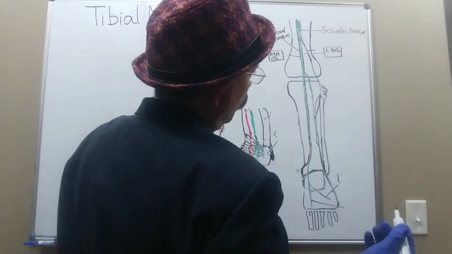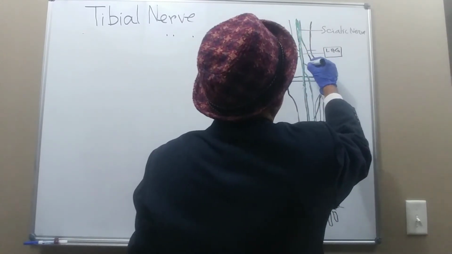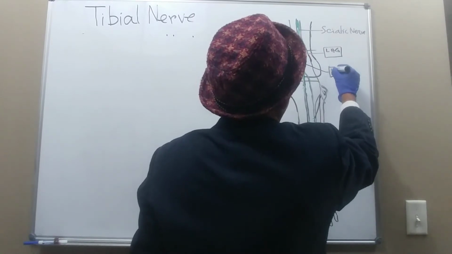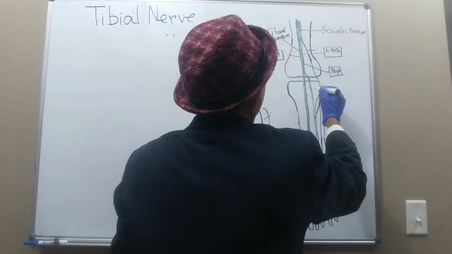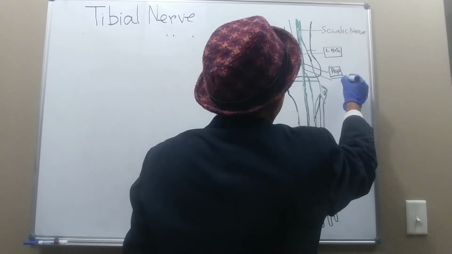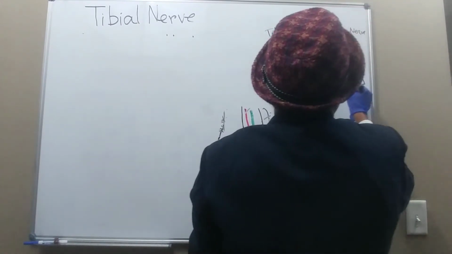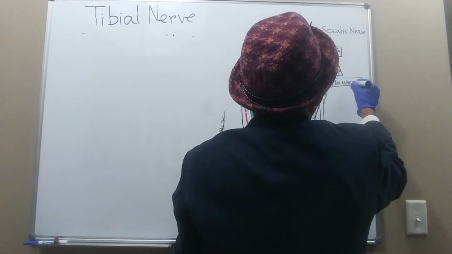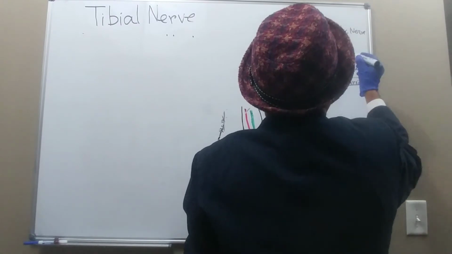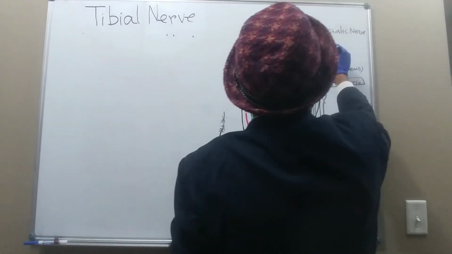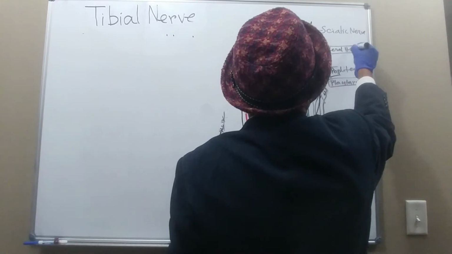Okay, we have got other muscles. It will supply the popliteus muscle. Okay, so it will supply the plantaris muscle. The plantaris, you can write it here. Popliteus. Okay, then the gastrocnemius, lateral head of gastrocnemius.